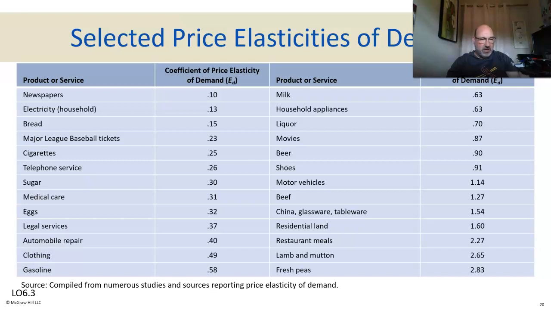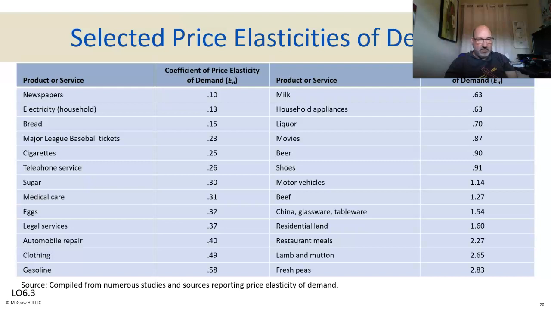Cigarettes at 0.25. That's about right, with the next list too. Telephone service at 0.26. It depends on what kind of telephone service, whether it's landline, cell phone, whatever. Sugar at 0.3. That's off compared to the next one greatly. Medical care 0.31. It kind of depends on who it's for. You'll see that in the next one. You've got to define that a little bit better. Eggs at 0.32. Legal services at 0.37. Auto repair at 0.4.